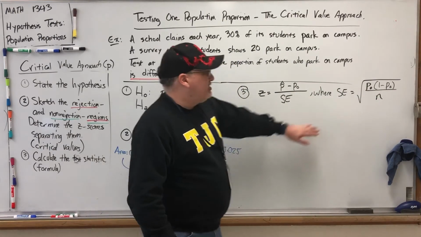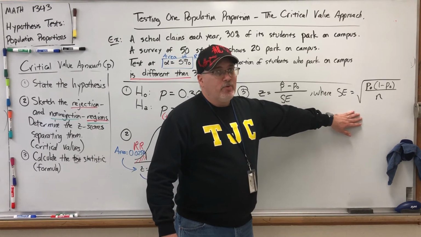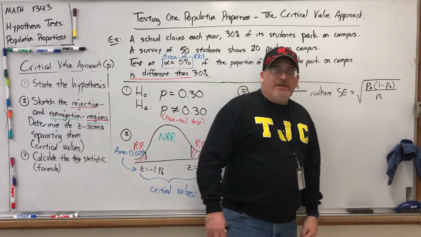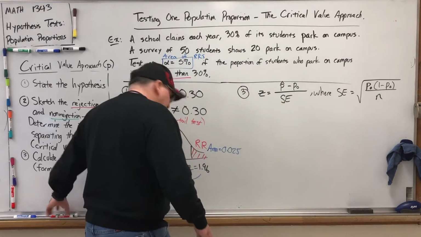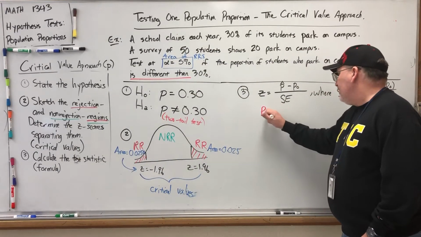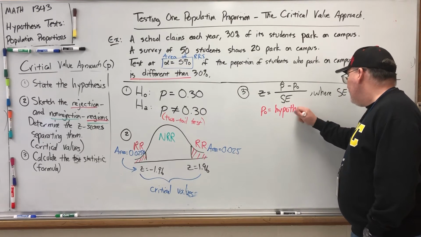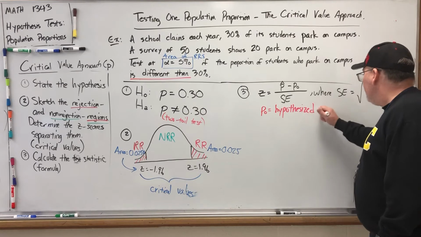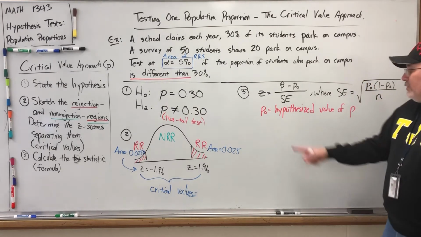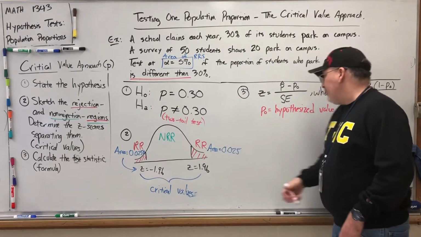So this formula for the standard error looks like the same one when we did a confidence interval for estimating one population proportion. The main difference is, back then, this was a P hat, this is a P naught. Now what does that subscript of 0 mean on the P? Well, let's elaborate. P naught is the hypothesized value of P. And the reason it's subscripted with a naught is because you get its value from the null hypothesis. So in this case, it's 0.30.